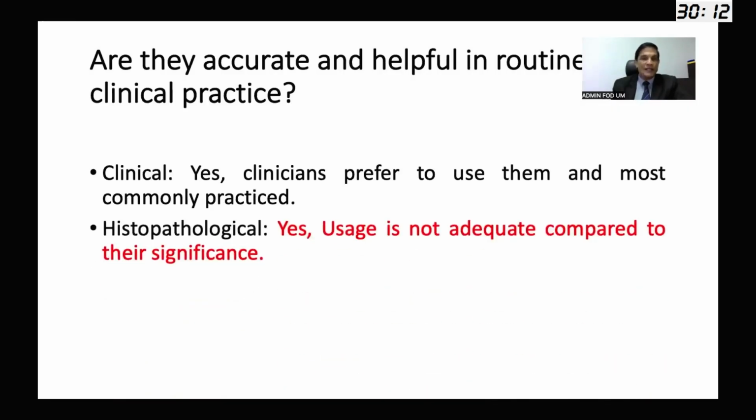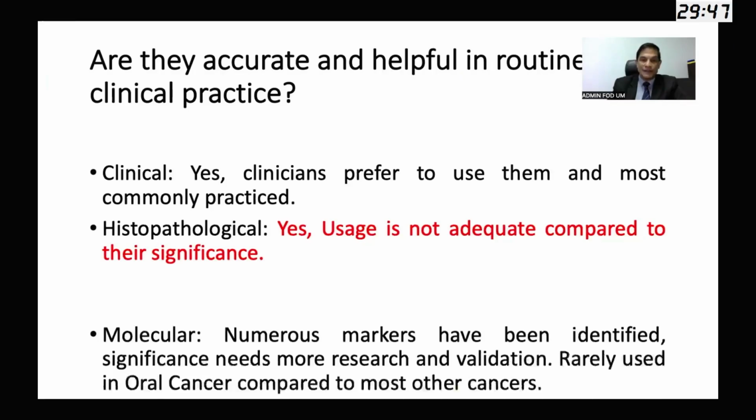Histopathological, are they accurate and helpful? Yes, they are, but usage is not adequate compared to their significance. I reiterate this, usage is not adequate compared to their significance. So that is the reality. So then what should we do? We should have better methods, and better understanding should be transmitted to our clinical colleagues on how histopathological parameters can be used to good effect in order to plan their treatment properly.